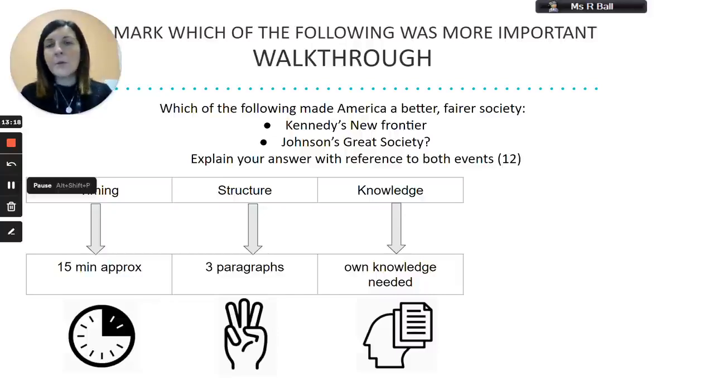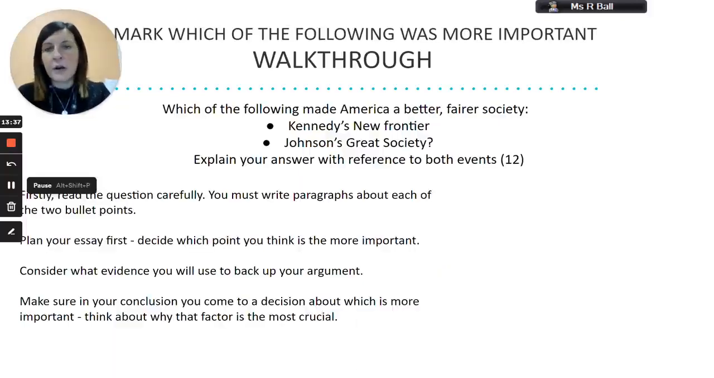So in this case, the example question is, which of the following made America a better, fairer society? Kennedy's New Frontier or Johnson's Great Society? And you must explain your answer with reference to both events. So the question really leads you into the structure of your answer. You will need to write 3 paragraphs, 1 paragraph about each of the bullet points, and then a conclusion in a 3rd paragraph. You must really make sure that you read the question carefully.